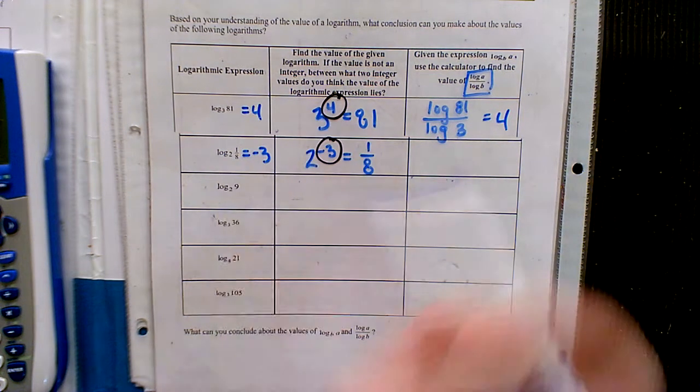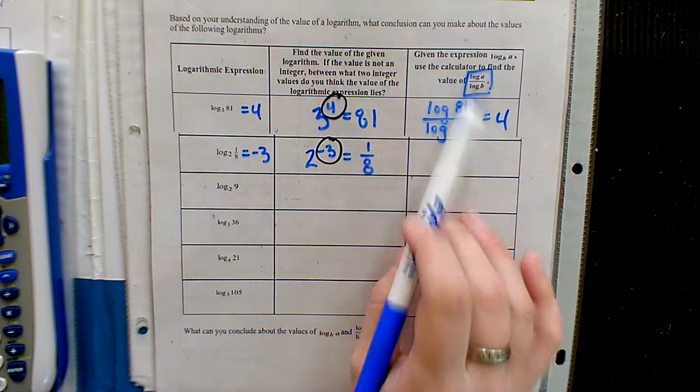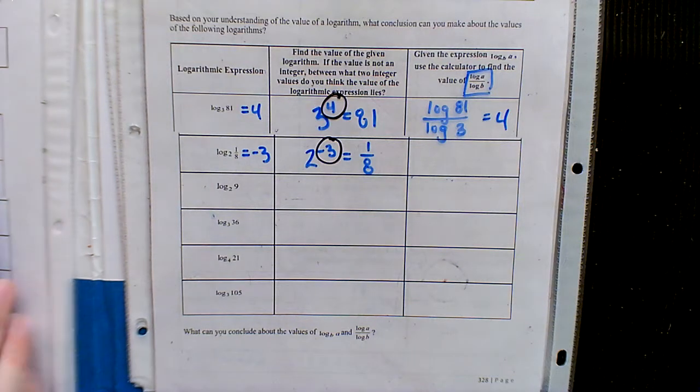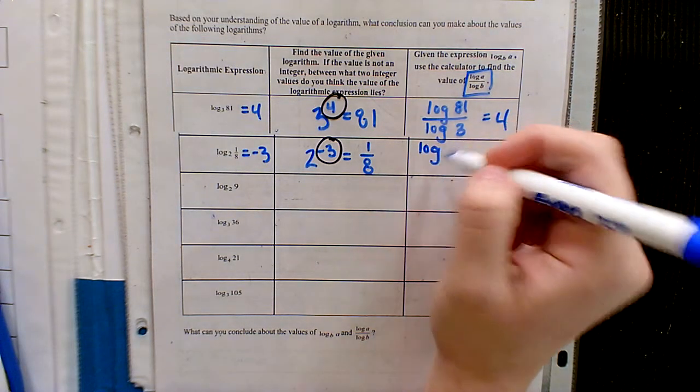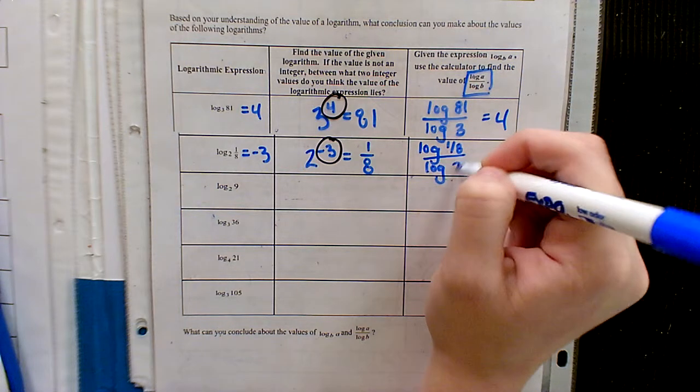Let's see if we can get the same thing on our calculator. So we're going to change this base of 2 into bases of 10. That way we can type it in. We would have log of the argument over log of the base.